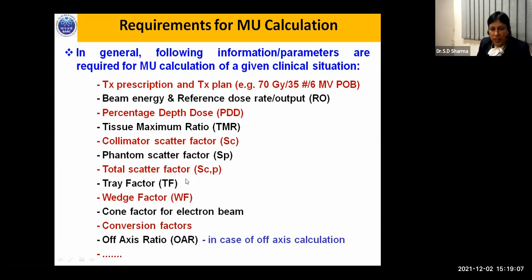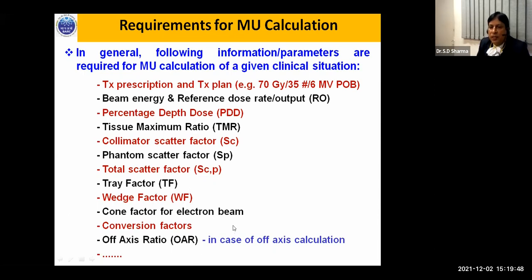Then if we have to use a block for shielding a given region or a given critical organ, then definitely we need to know the tray factor and apply it in the calculation. If the patient requires treatment using a wedge filter, we should use a measured wedge factor. In case of electrons, in addition to all these, cones are used for defining the treatment field. So in case of electrons, we require the cone factor as well.